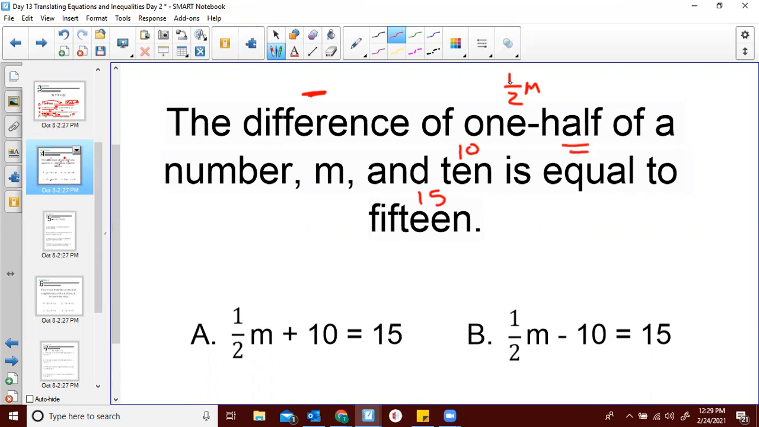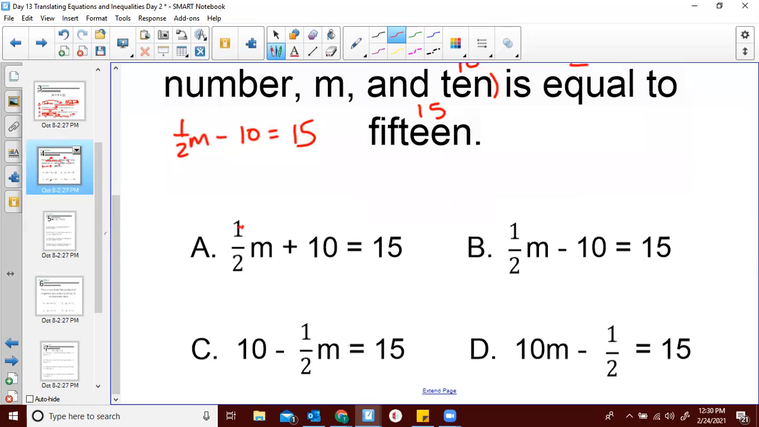So we have to take all these little pieces that we have and get them in the correct order now. Just to bring us into a little bit of a segue, when we have the difference of, right, we have this subtraction right here. Really what we're going to do is use that subtraction with what comes after the difference of, so 1/2 of a number m and 10. So what we'll have is 1/2 m minus 10 is equal to 15.